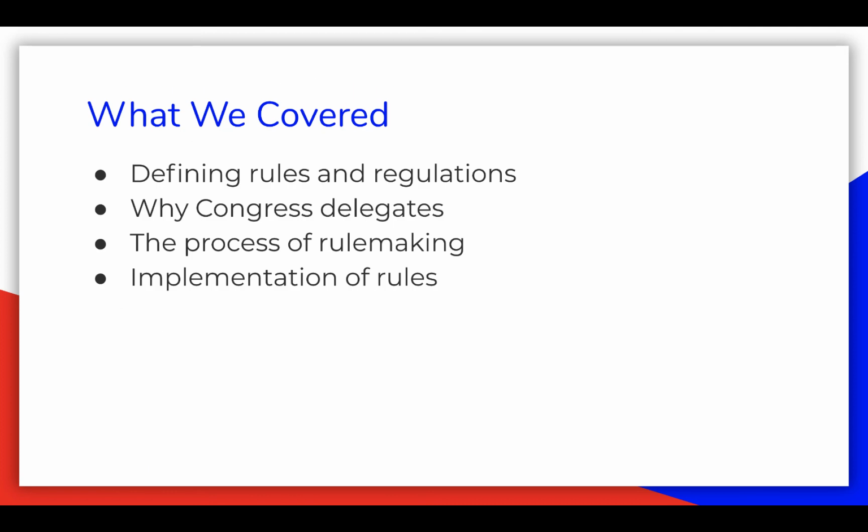So what we covered for today, we defined rules and regulations. We explained why Congress delegates these powers of rulemaking over to agencies. We discussed the process of rulemaking, both nationally and at the state level. And finally, we covered the implementation of rules.